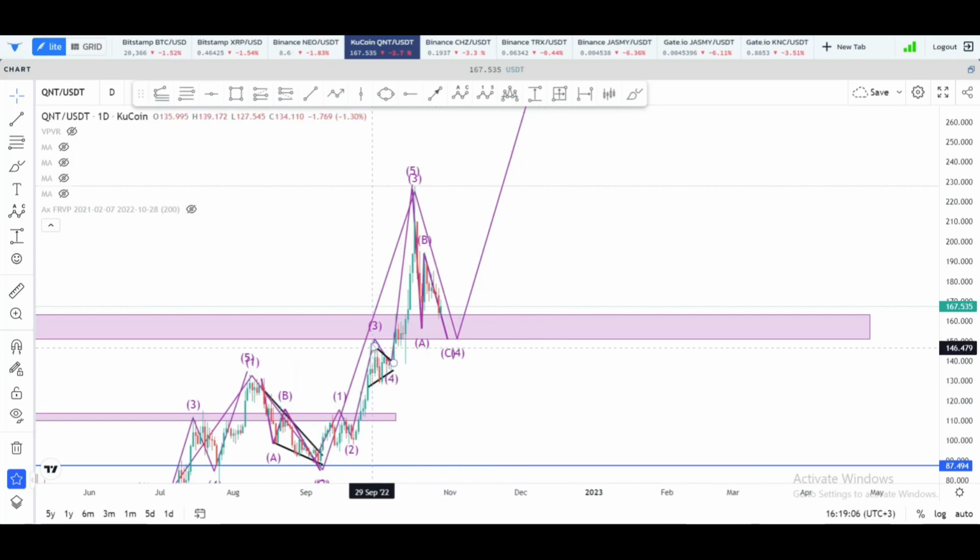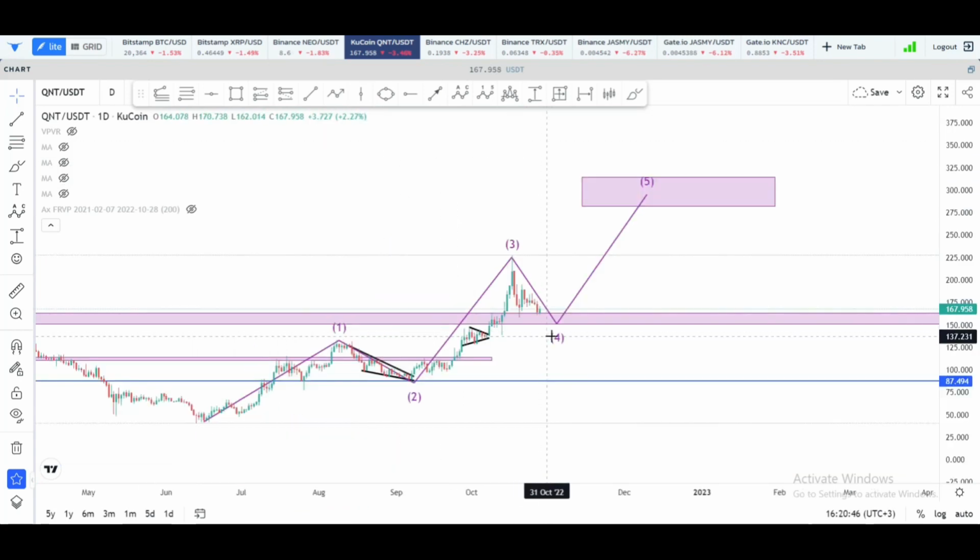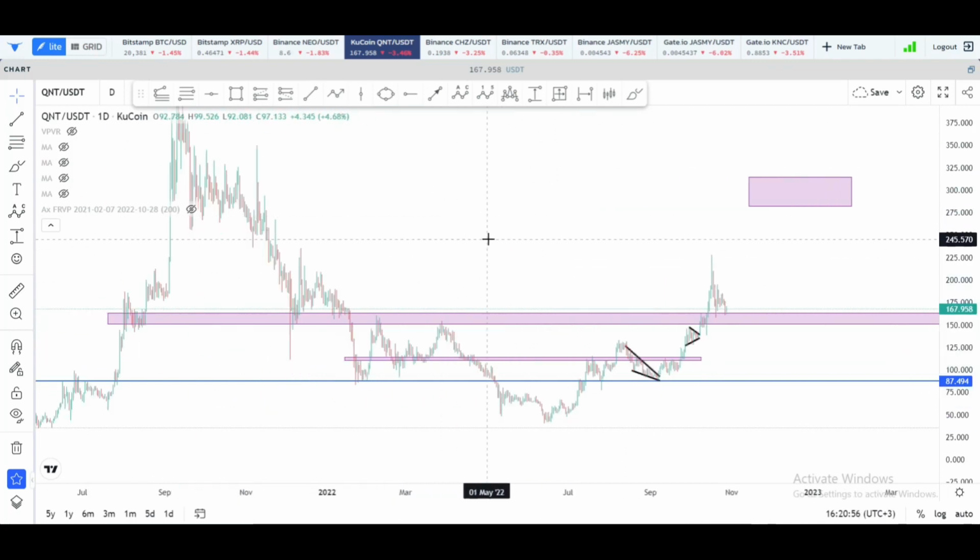Let me go ahead and clear all these things because it's really looking scruffy. Now the big question here is, are we going to be able to hold this level right here, which I said the lowest point is $150, right? So let me go ahead and clear this one as well. We'll come back to it.